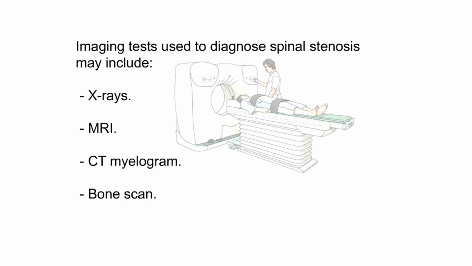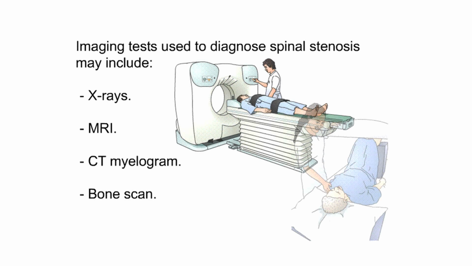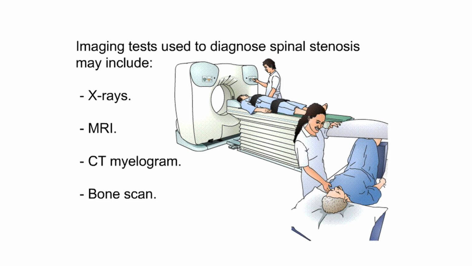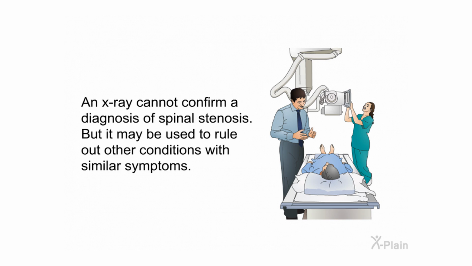Imaging tests used to diagnose spinal stenosis may include X-rays, MRI, CT myelogram, bone scan. An X-ray cannot confirm a diagnosis of spinal stenosis, but it may be used to rule out other conditions with similar symptoms.